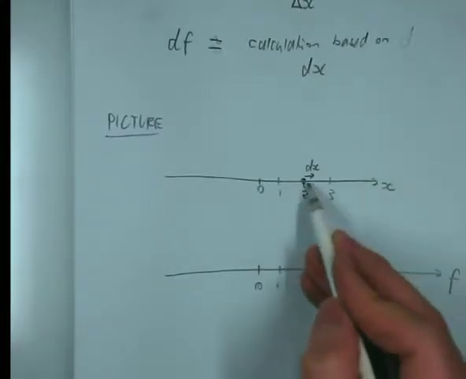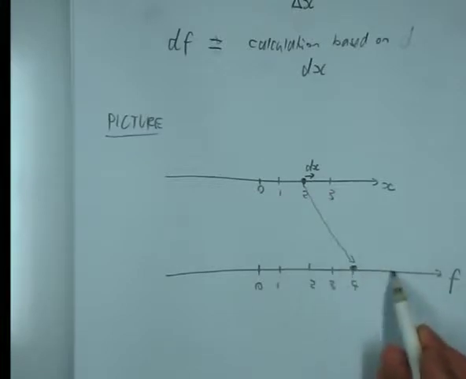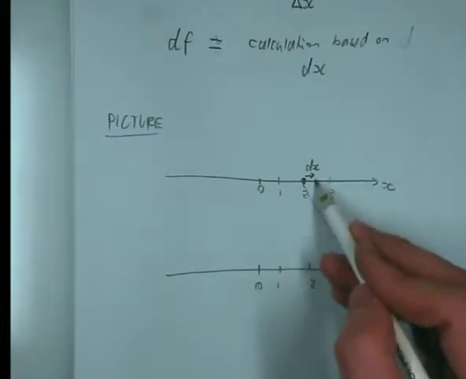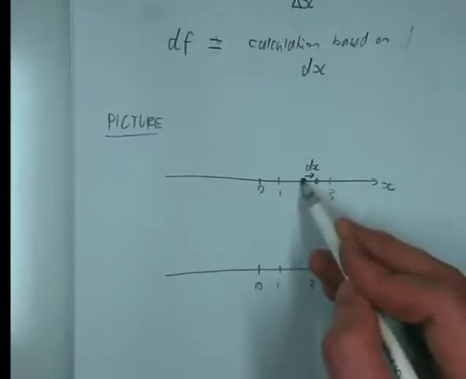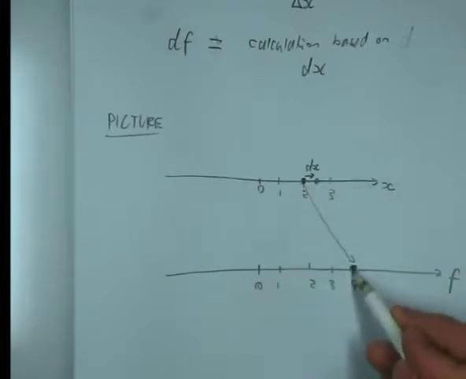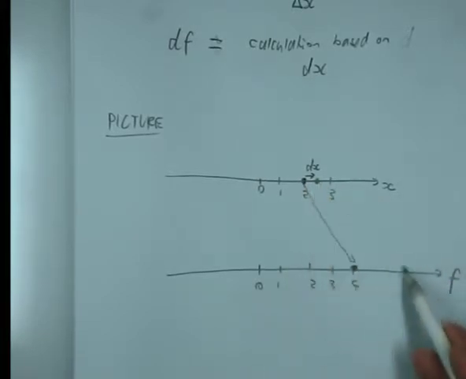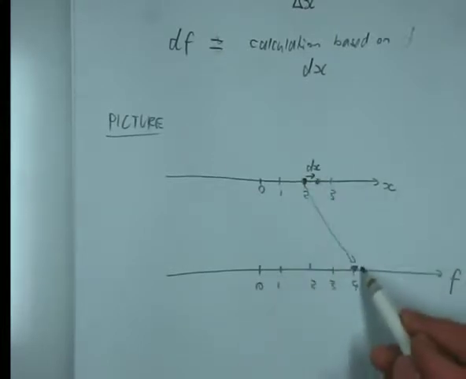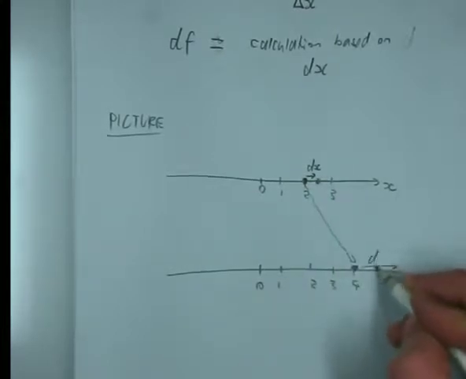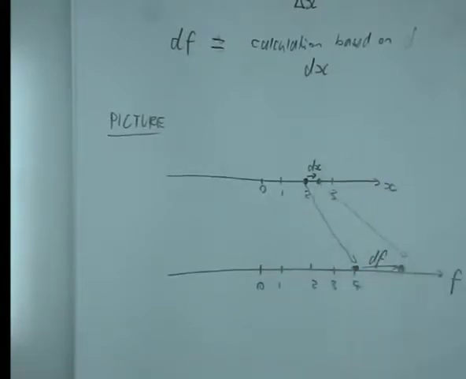So I want to know, if I move a little bit here, what will happen to the matching point? So this matching point just here, where does it go? Okay, so it has to go somewhere. And I want to know, if I change this dx, what's going to happen? How much is this going to be? That's my df. That's what I want to know. And I want a formula that tells me how big this is relative to that.